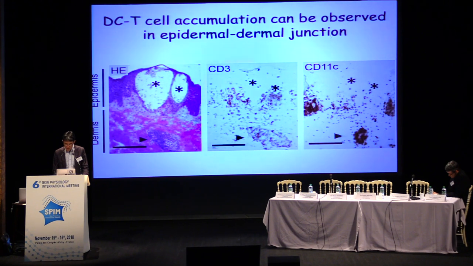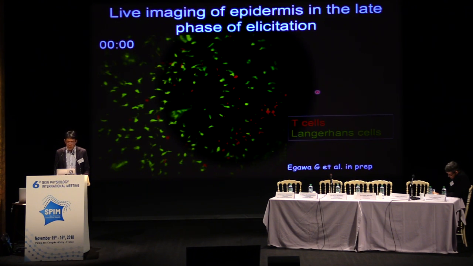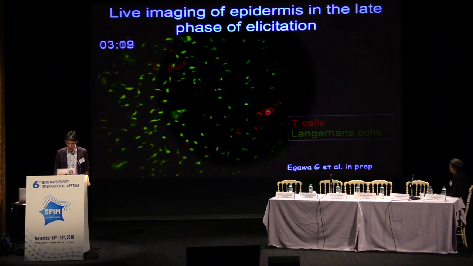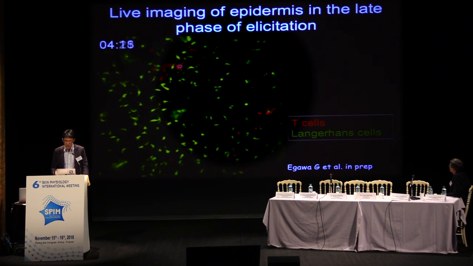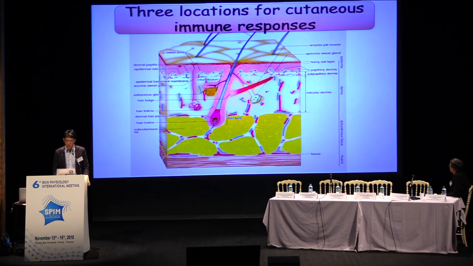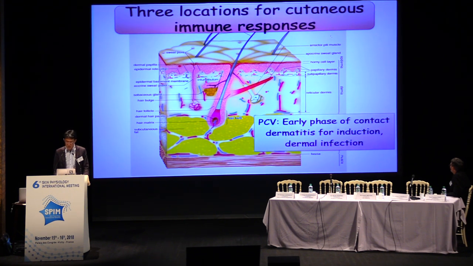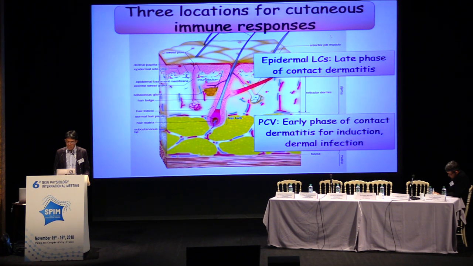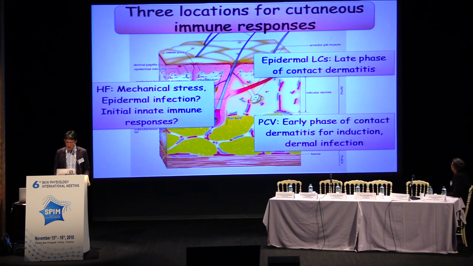And also, we know that during contact dermatitis, we see iSALT, but also we see dendritic cells and CD3-positive T cells around the epidermal-dermal junctions. And when we took live imaging of the skin at the epidermal area in the later phase of contact dermatitis, we can see green Langerhans cells and memory T cells seem to interact in the epidermis during the later phase. So three locations for cutaneous immune response seem to exist. One is post-capillary venules, especially at the early phase of contact dermatitis for induction. Epidermal Langerhans cells seem to also play in the late phase of contact dermatitis, and also around the hair follicle area, mechanical stress or epidermal infection, or maybe initial innate immune response can be induced.